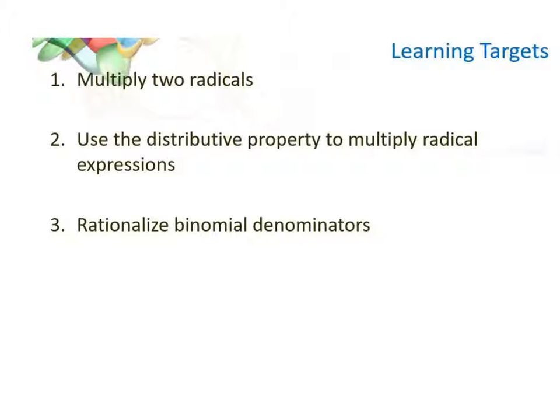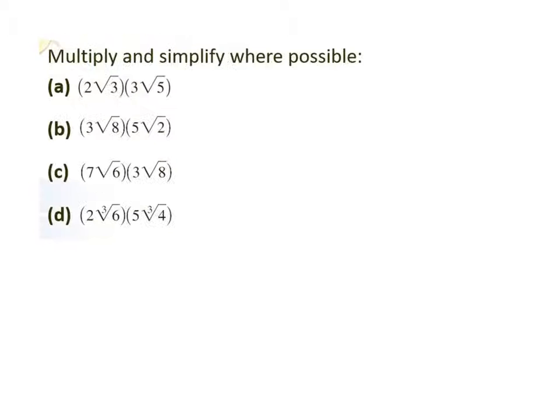So our targets here in lesson 5.4 are to be able to do the following things. We want to be able to multiply two radicals together, use the distributive property to multiply radical expressions, and then continue with rationalizing denominators, except now in our denominator we're going to have binomials. So we're going to have something in the denominator that has two pieces to it.